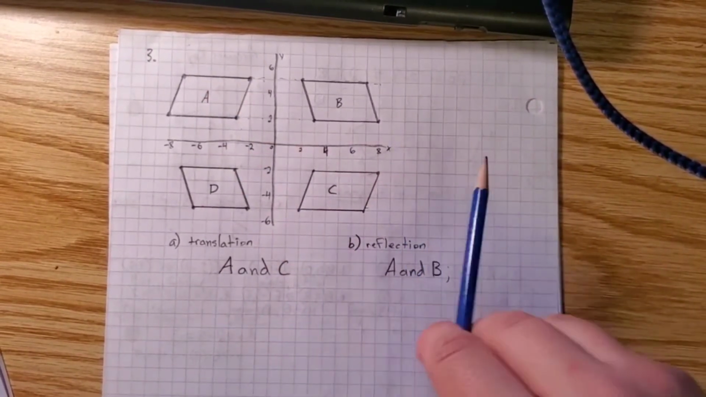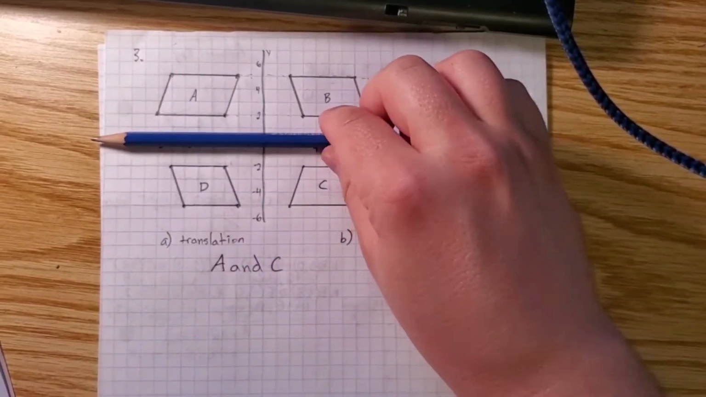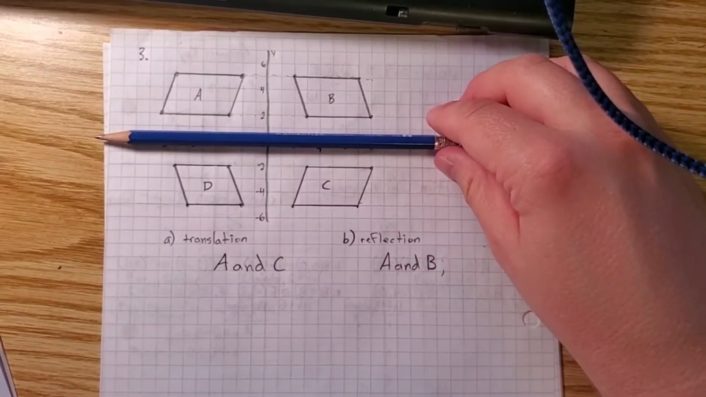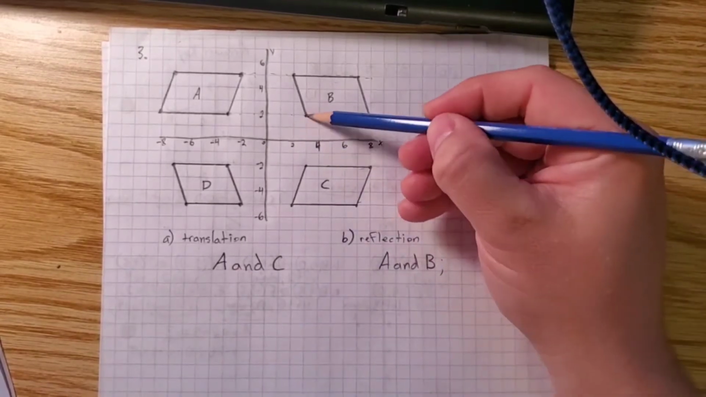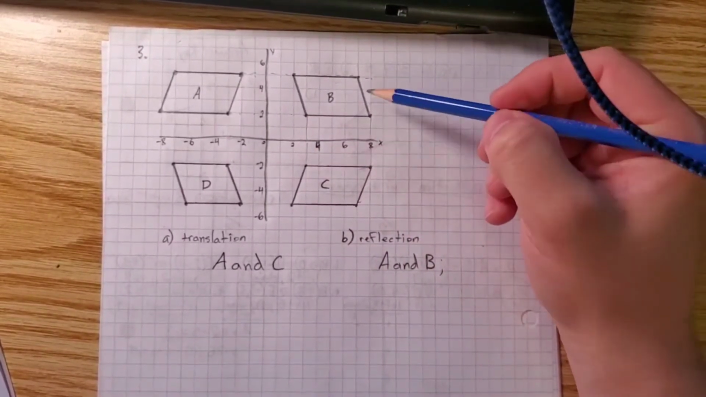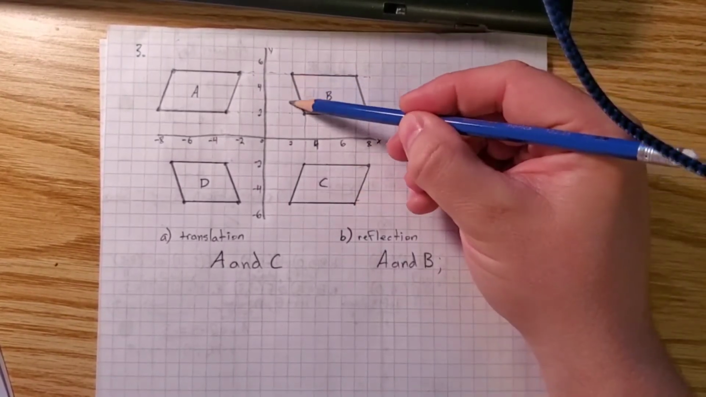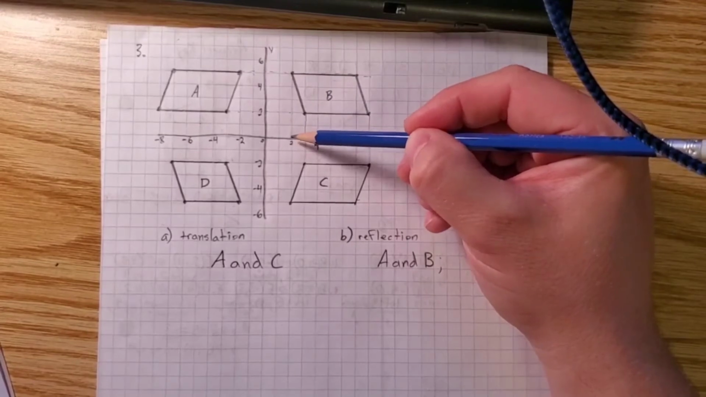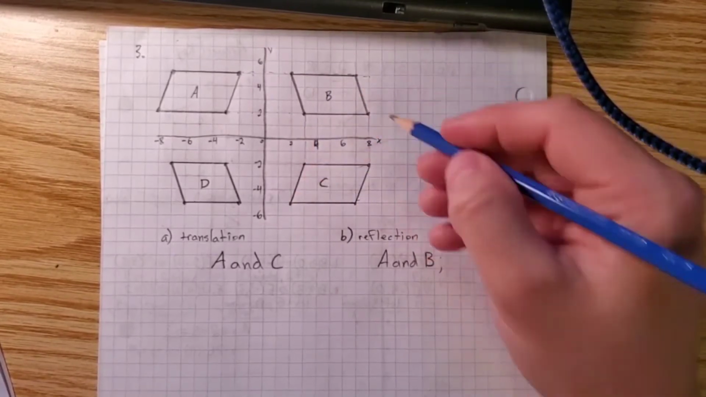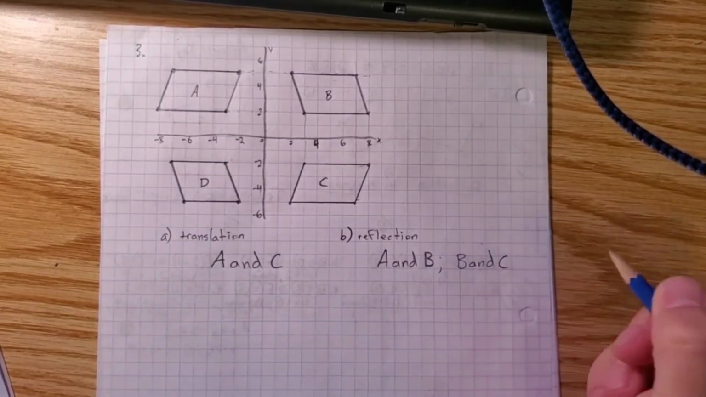A and B, they go over the y-axis, they reflect over the y-axis, but there's also one here that's over the x-axis. We'll notice here that these are 2 away, 2 away, 2 away, 2 away. Here is 5 away and 5 away, and this is 5 away and 5 away as well. So B and C are over the x-axis.